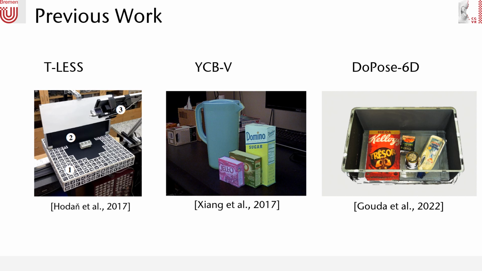On the left, we have T-LESS, where textureless objects were recorded using a turntable to accurately determine the 6D pose. In the middle, we have the YCB-Video dataset, which is a huge dataset of video sequences where signed distance fields and global refinement were used to determine the 6D pose. On the right, we have DoPose 6D, where manual labeling was used to not just annotate tabletop scenes, but also more complicated scenes where objects might be in a box, for instance.